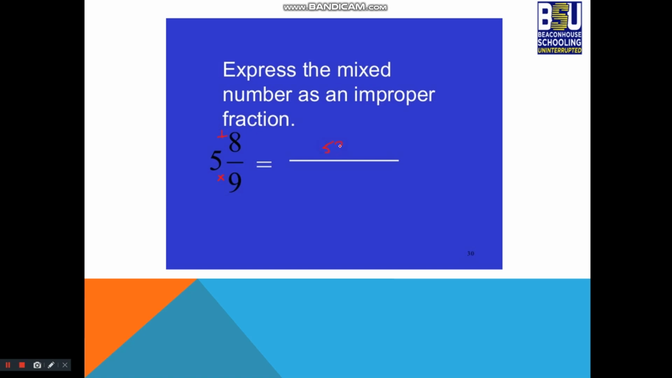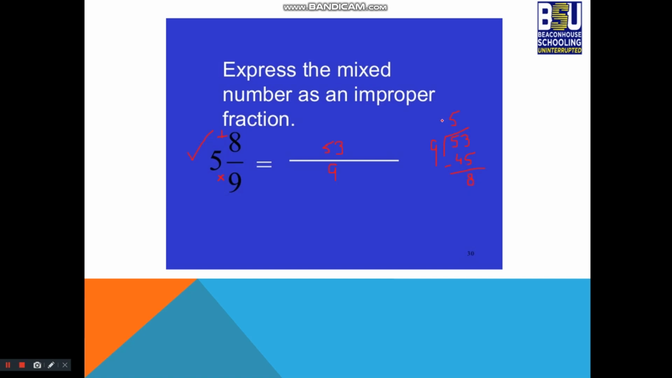As I told, the denominator will remain the same. You can check your answer by dividing 53 by 9. If you divide this, what will you get? You will get this mixed fraction. Like 9, how many times? 9 fives are 45. So when you subtract 45 from 53, what did you get? 8. So this is how you can check your answer.